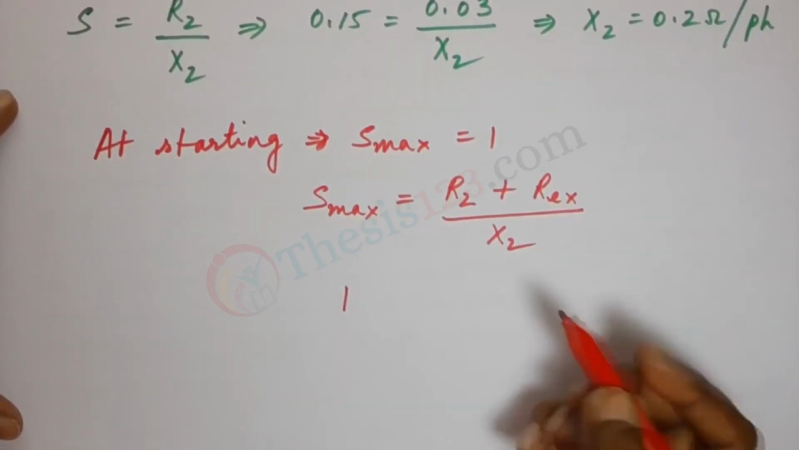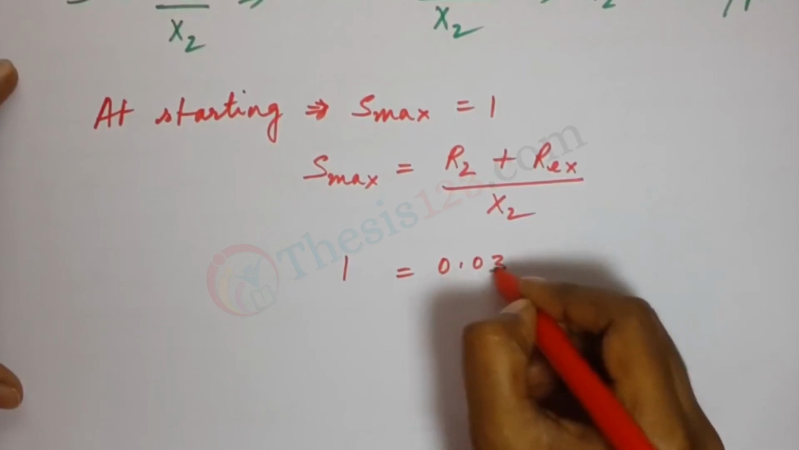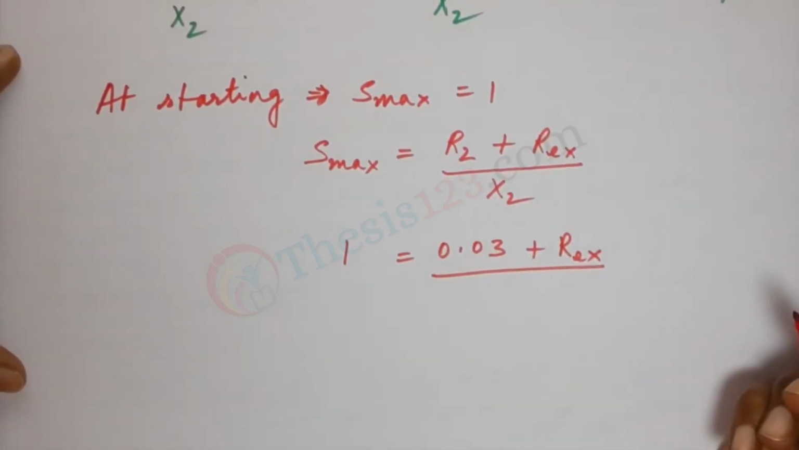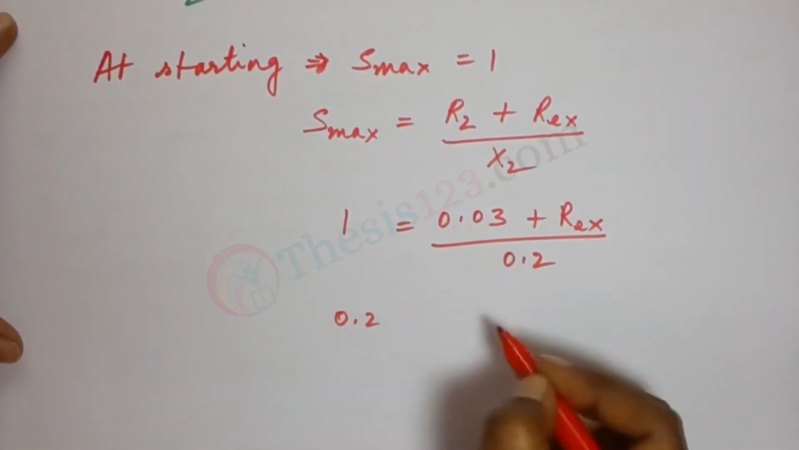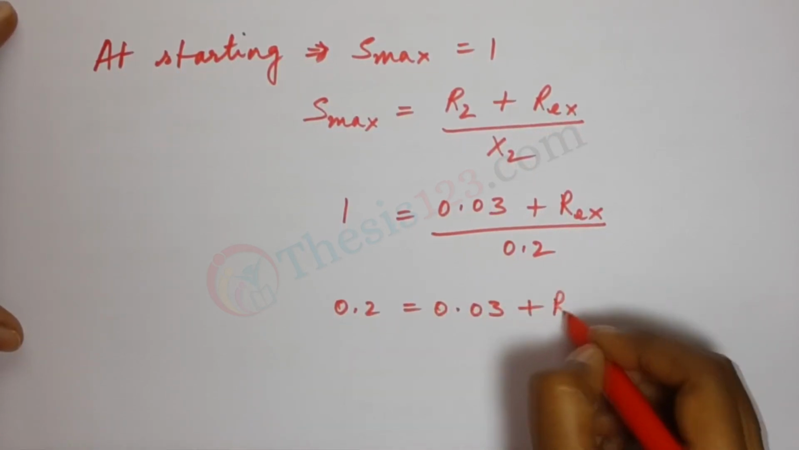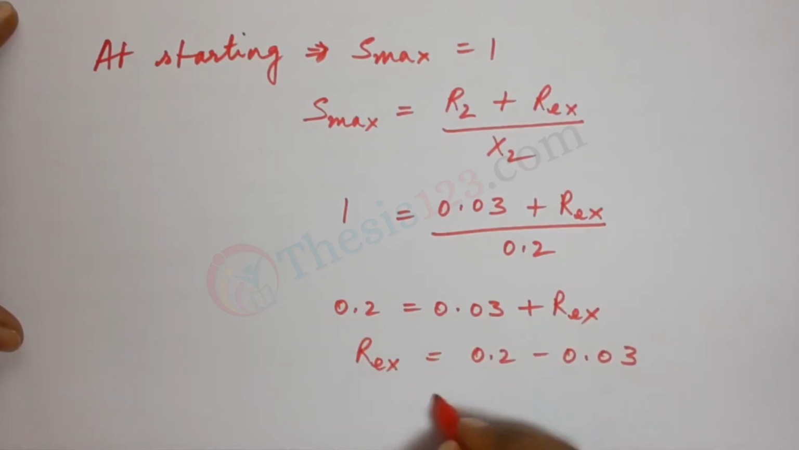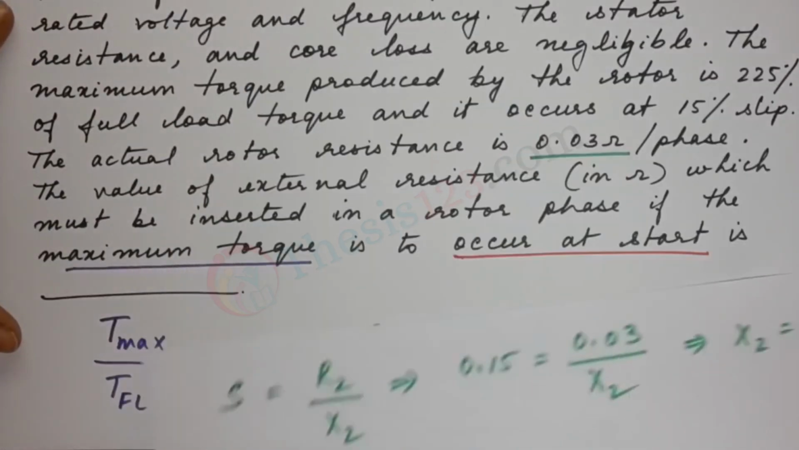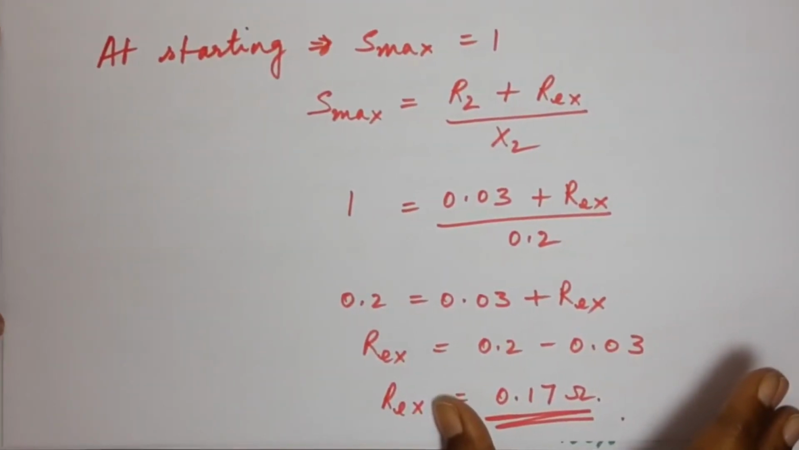Let's plug in the values. S max is 1. R2 is 0.03 plus R external, divided by, we found X2 to be 0.2. Solving this, let's see what we get. R external equals 0.2 minus 0.03. R external is 0.17 ohms. So our final answer here is 0.17. Well, this is the entire explanation and I hope it has helped.